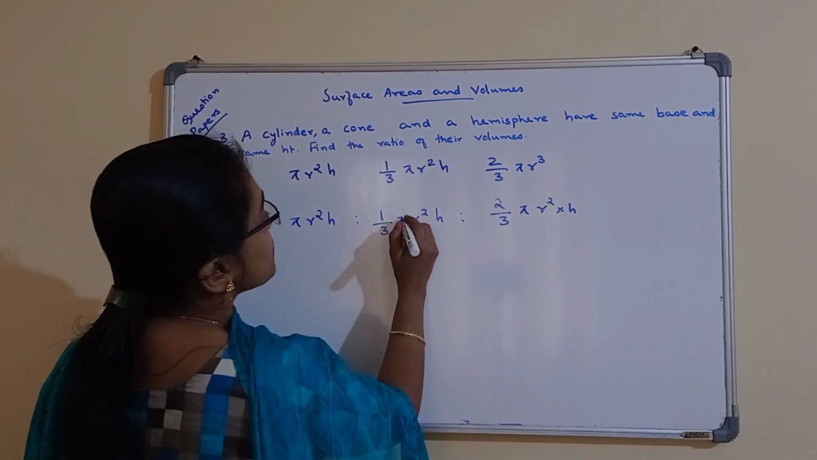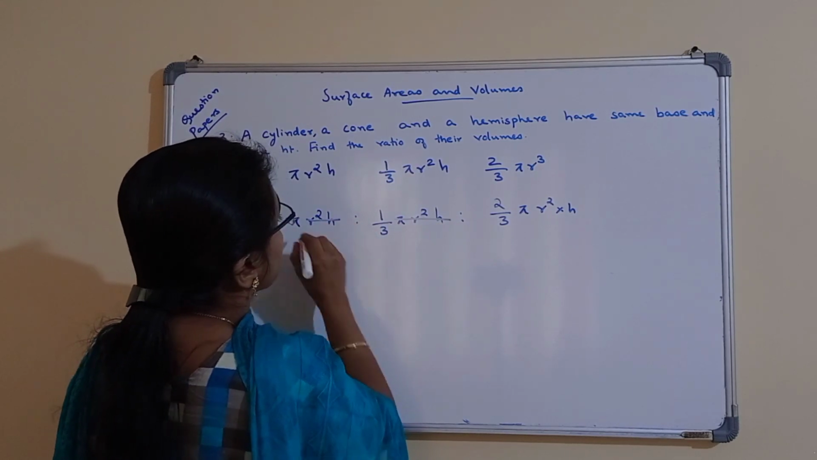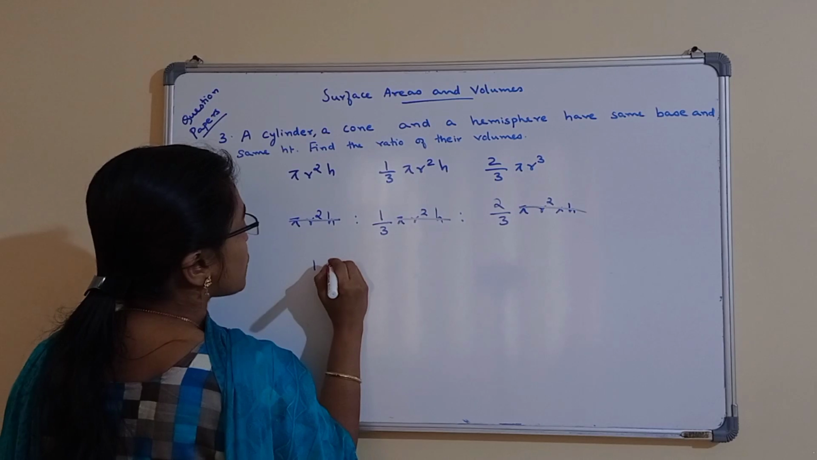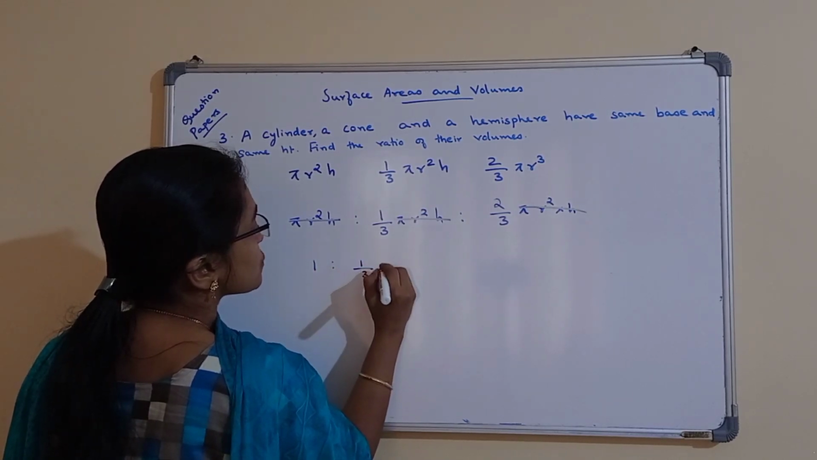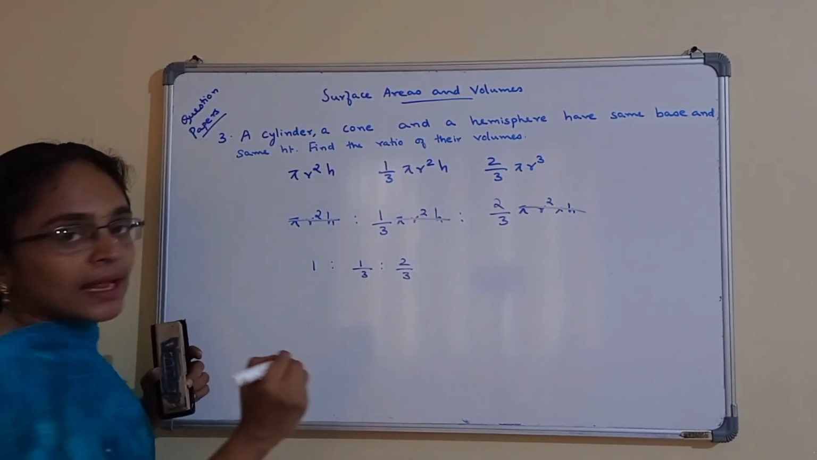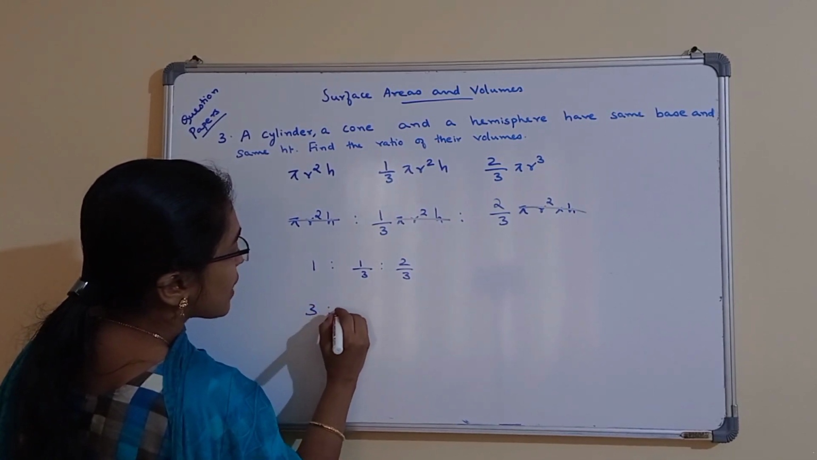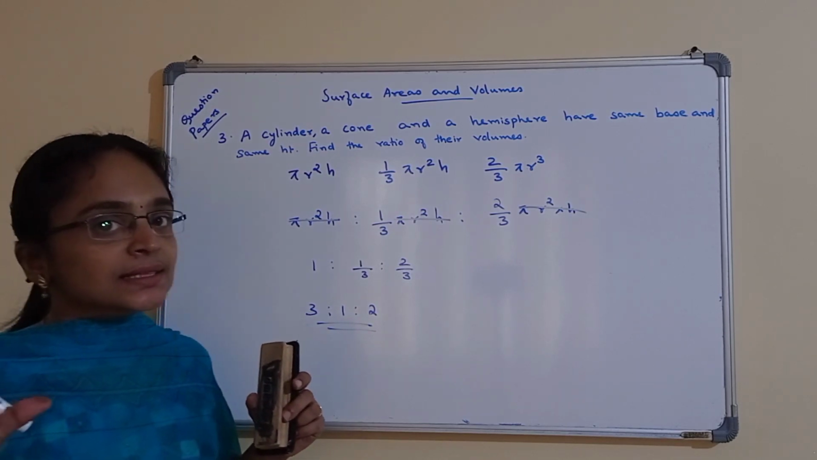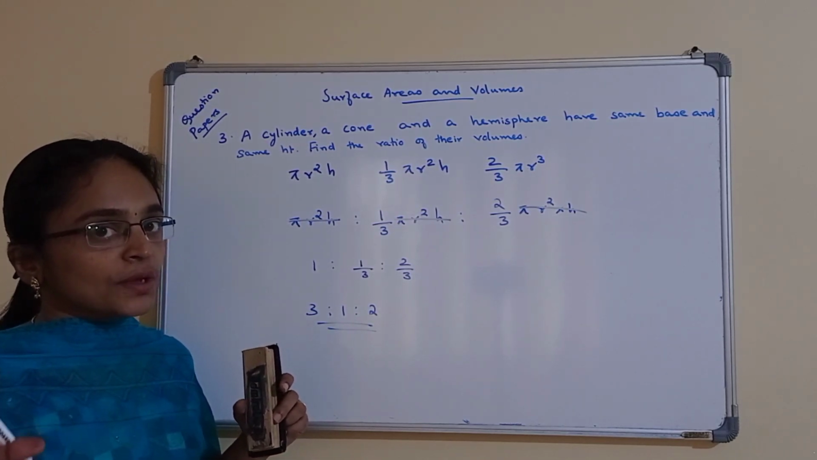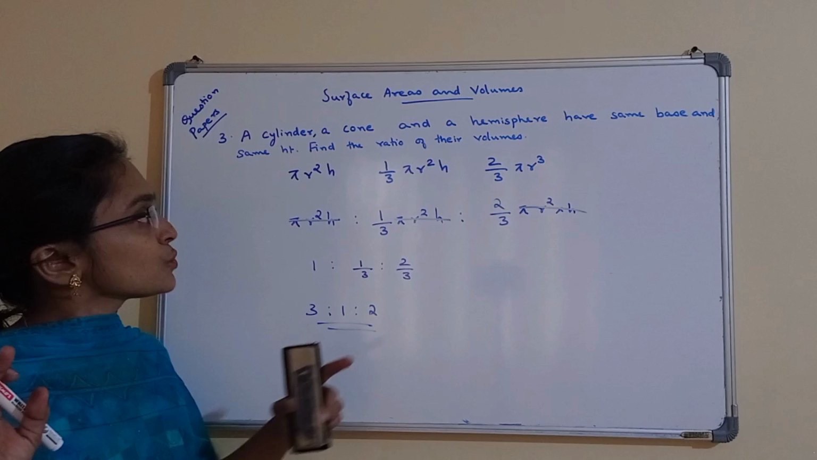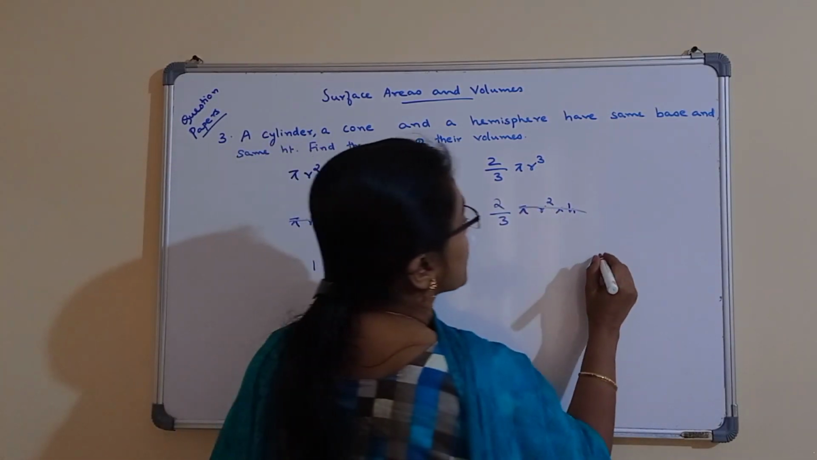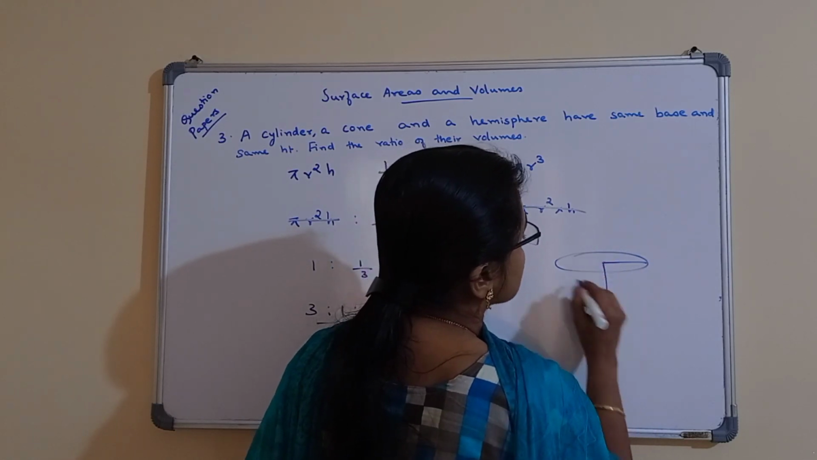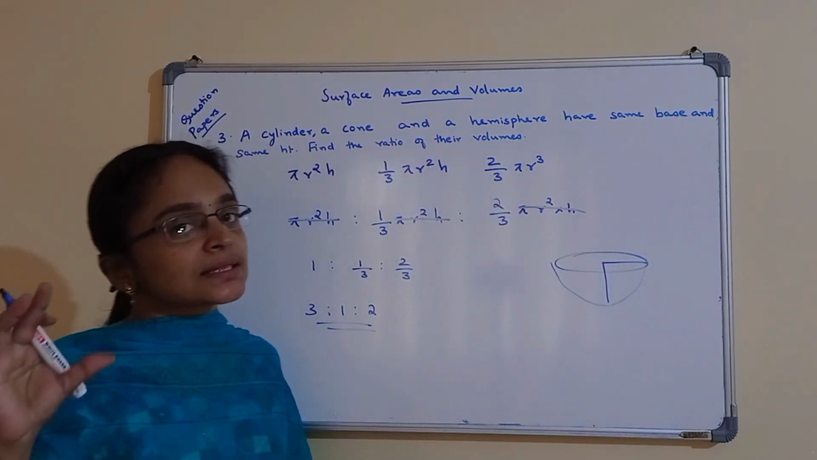So this pi r square h, pi r square h, pi r square h will get cancelled, which means 1 is to 1 by 3 is to 2 by 3 is the ratio. That is 3 is to 1 is to 2. That is, the ratio of their volumes is 3 is to 1 is to 2. Here, for a hemisphere, this r and h will be the same.